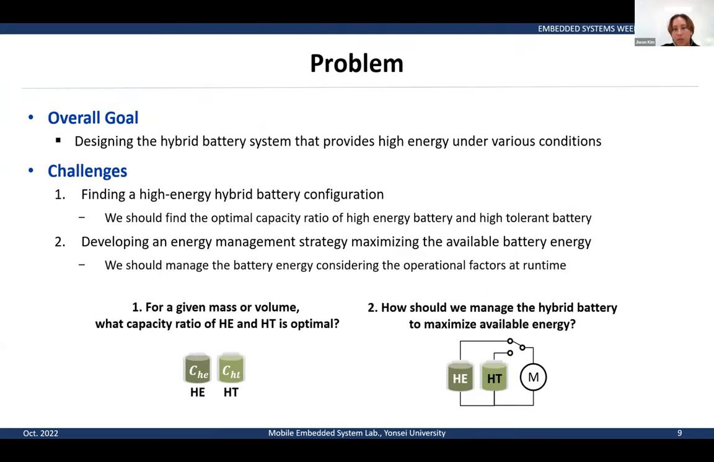So in this work, we design a hybrid battery system, which provides high energy under various conditions by exploiting the energy transfer. To this end, we address the following challenges.